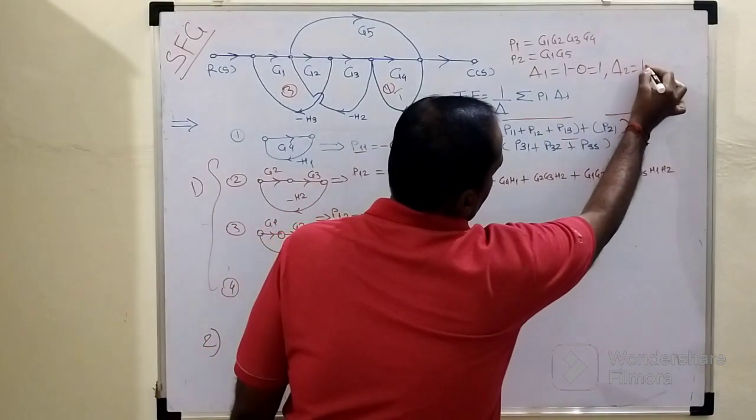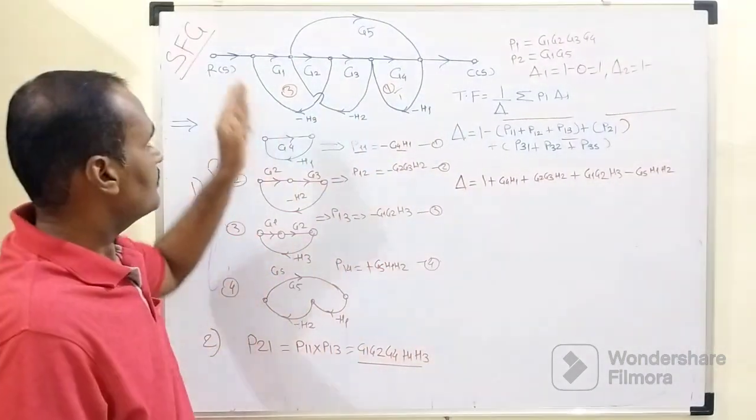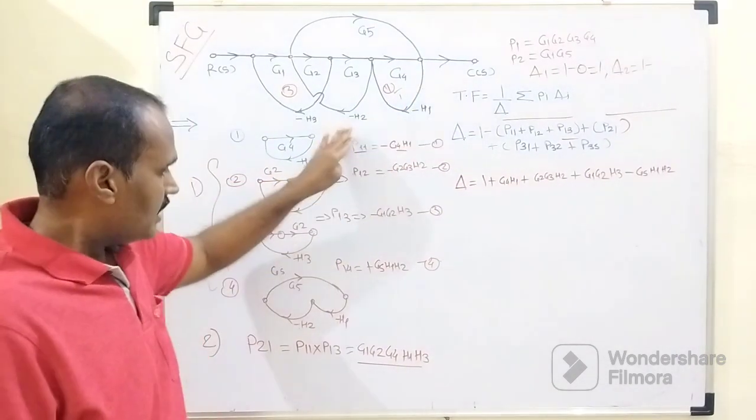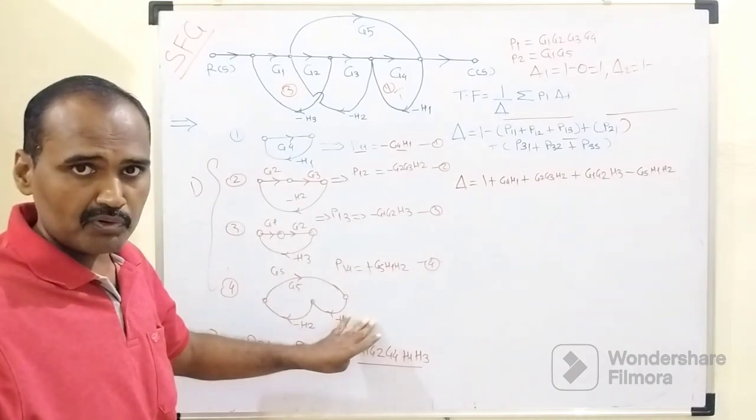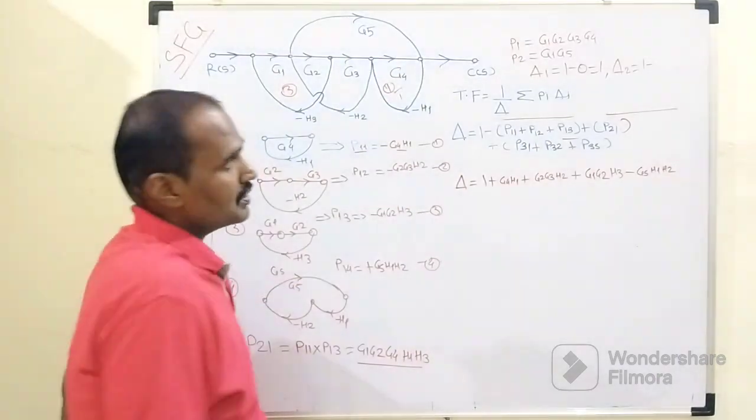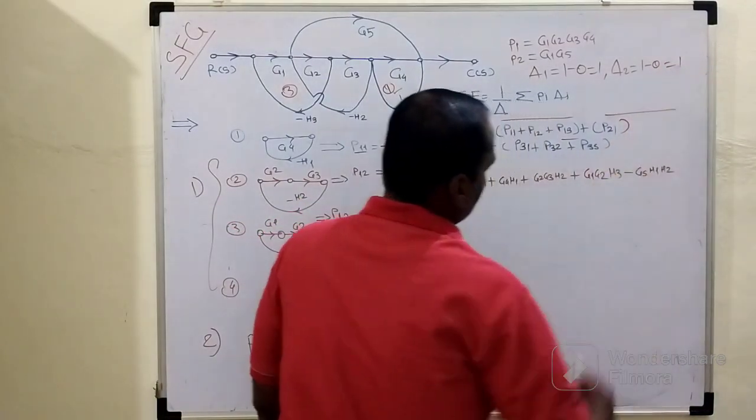Similarly, delta 2 equals what? 1 minus the summation of all individual loop gains which do not touch forward path number 2, right? We are having 4 loops. Out of those 4 loops, we don't have any loop which does not touch forward path number 2. So again delta 2 equals 1 minus 0, it becomes 1, right?